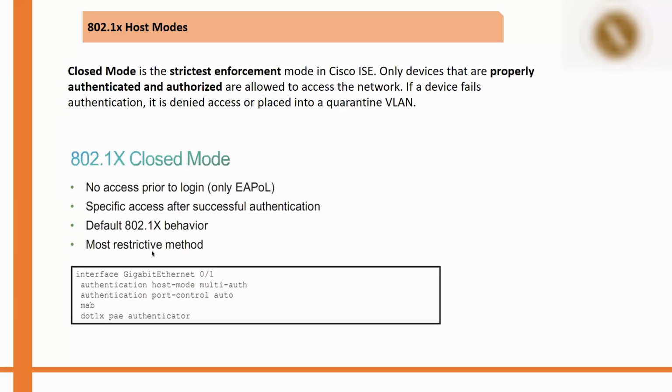Then closed mode is the last mode, where there is no access prior to login. Specific access is given after successful authentication. It is the most restrictive 802.1X behavior.